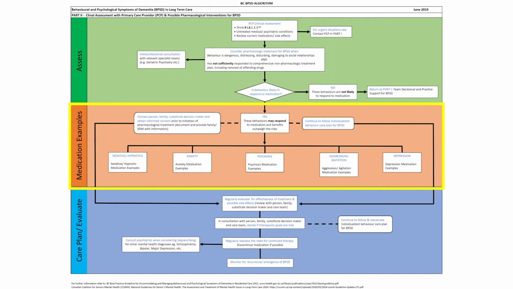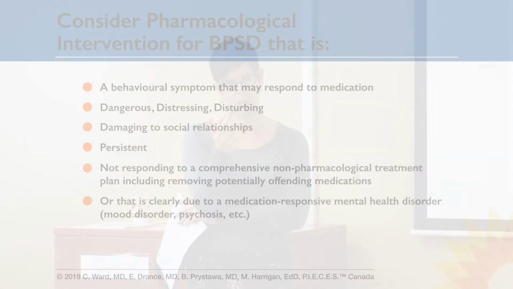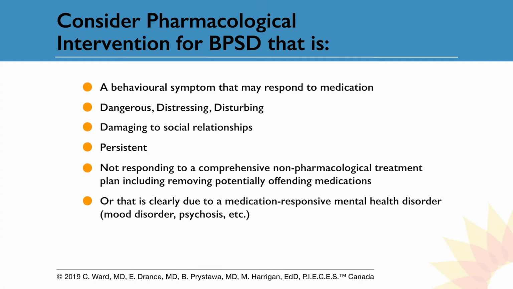With respect to BPSD and medication, you have to know if the person's got a problem that's going to respond to medication, and is it serious? So when it comes to, for example, psychotic symptoms in somebody with Alzheimer's disease, for sure you want to get a sense: is this severe? Is it dangerous? Is it distressing? Is it disturbing? Is it having an impact on how I'm reacting to others in my environment, and potentially, is it persistent? And it hasn't theoretically responded to non-pharmacological, to use that broad term again, interventions.